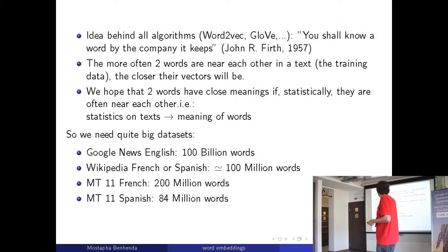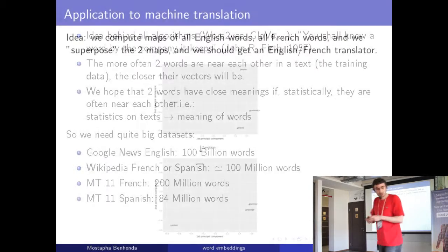To get this miracle of getting meaning from statistics, you need to use very big data sets. For example, Google News, people use Google News, it's 100 billion words. Or Wikipedia, it's 100 million words. And you have other data sets that I will use later. Oh, here we don't see at all.